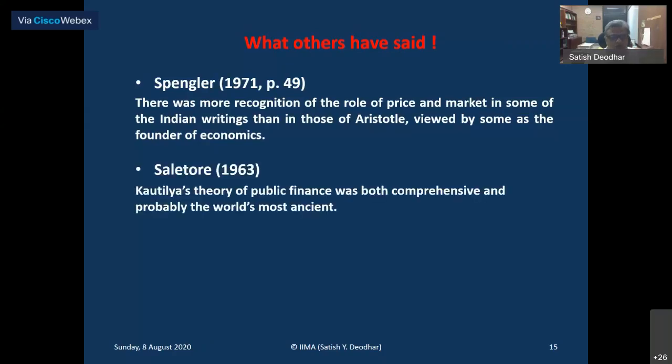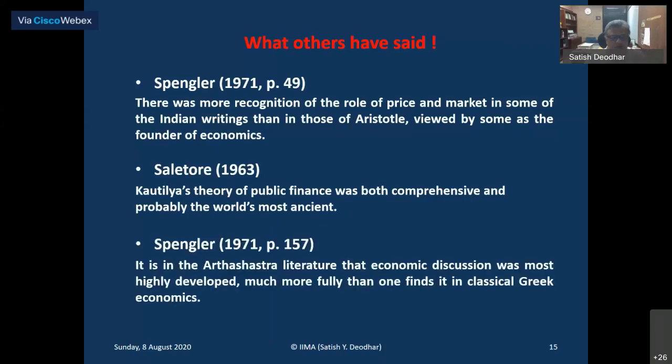Let me give you another by Sastri. In 1963, in his book, he writes, Kautilya's theory of public finance was both comprehensive and probably the world's most ancient. Now, this is quite a compliment. Again, let me come back to Spengler. Spengler says it is in the Arthashastra literature that economic discussion was most highly developed, much more fully than one finds it in classical Greek economics. So I think these are quite good accolades, but we ourselves have not known this.